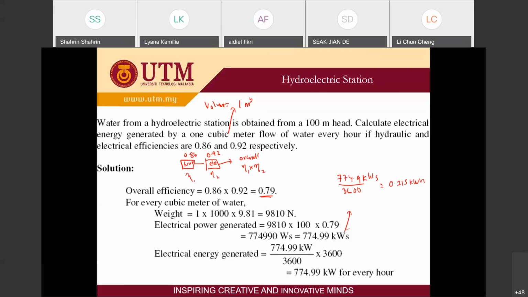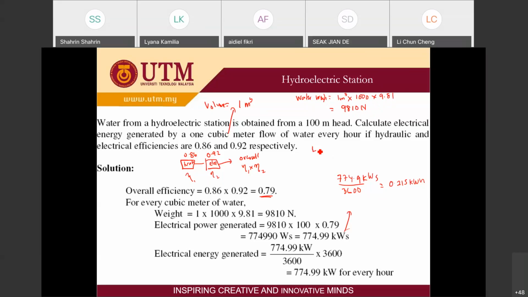And then same again, you need to calculate the water weight first. For the water weight, the volume is 1 cubic meter, multiplied by the water density, which is fixed at 1000 kilogram per cubic meter, and the gravity. So the answer is 9810 Newton.